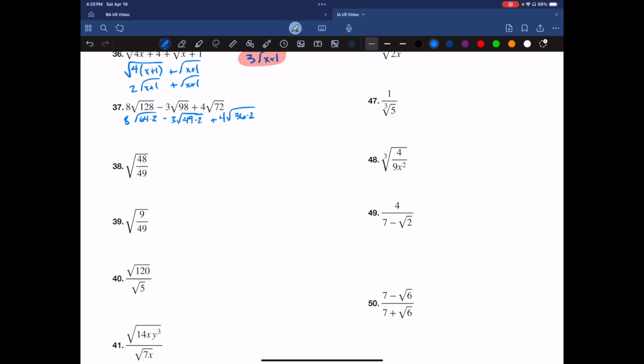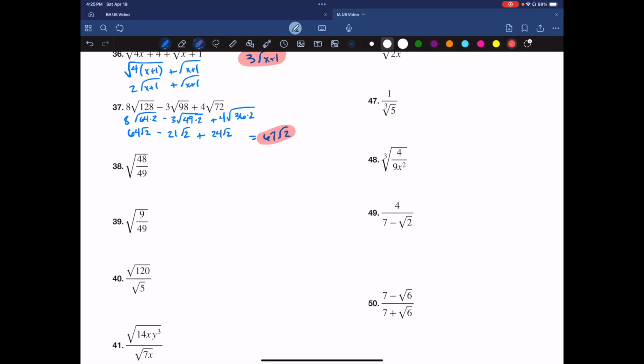When I take the square root of 64, that's going to be 8, and I multiply it by whatever's out there, in this case 8, so I'm going to have 64 on the outside, square root of 2, minus, when I take the square root of 49, it's going to be 7, 7 times 3 is 21, so 21 square root of 2, plus square root of 36 is 6, 6 times 4 is 24, square root of 2. And then you can do that in the calculator, 64 minus 21 plus 24, that's going to give you a total of 67 square root of 2. Okay.